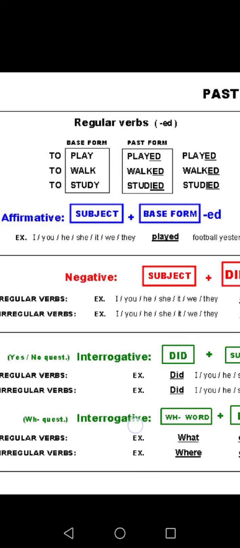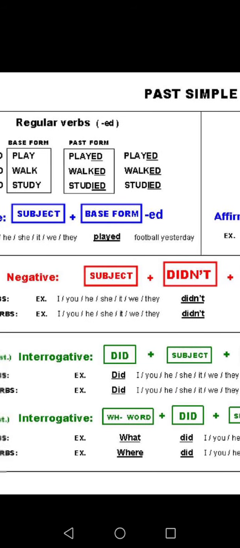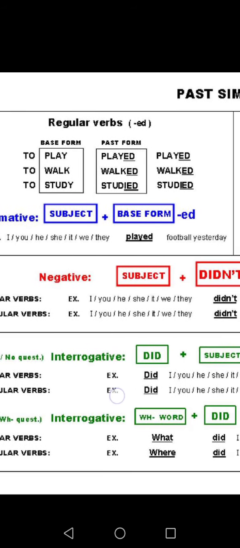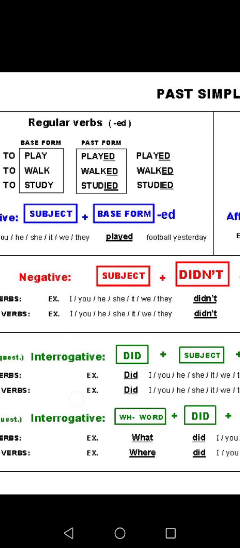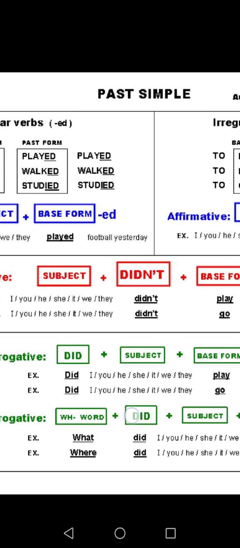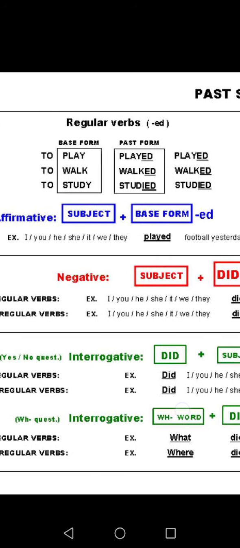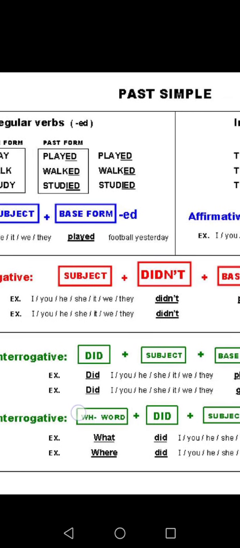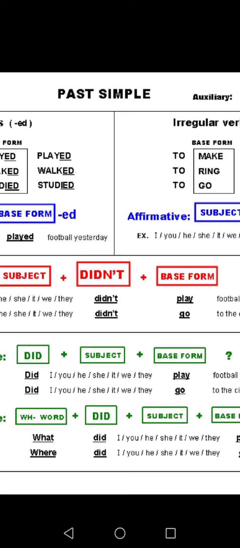Interrogative form. In interrogative form, we express yes/no questions. The formula is: did plus subject plus base form, again like the negative. And we explain with a regular example: did you, did she, did they, any of them?